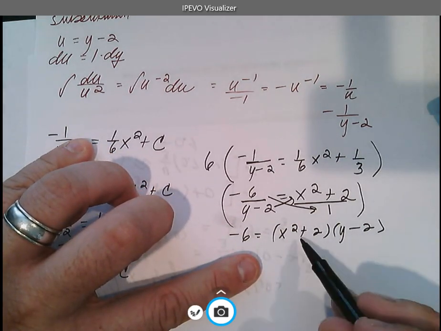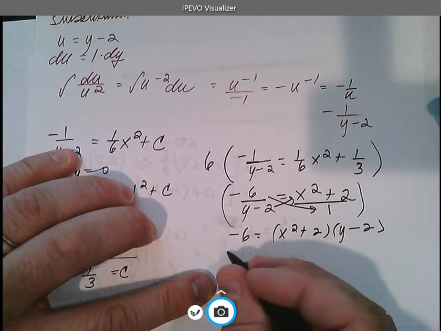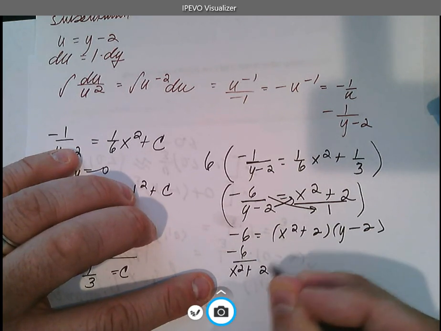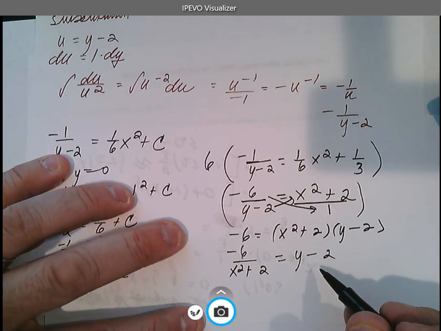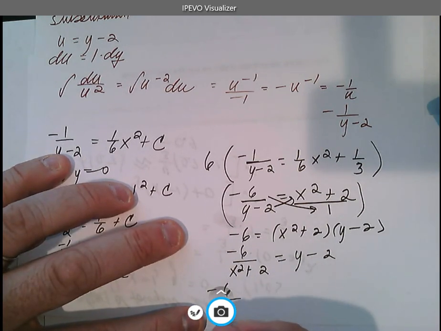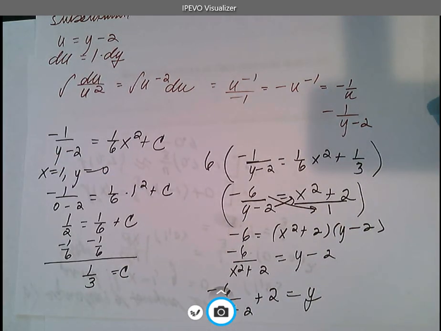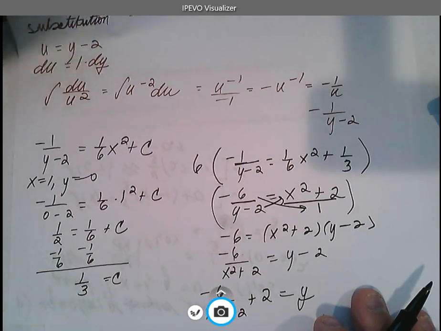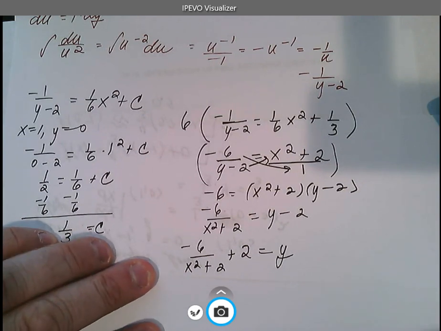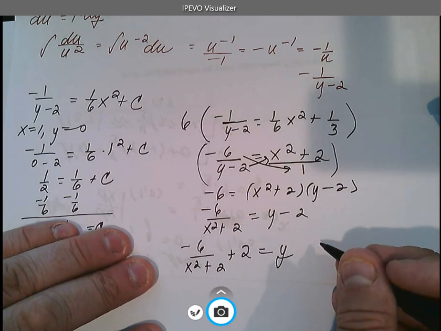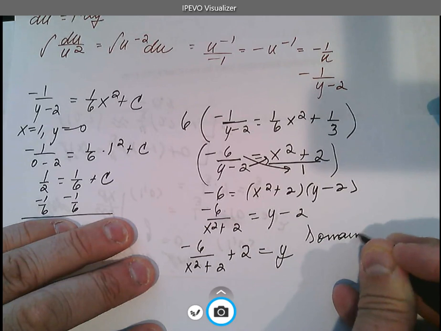I'm not going to multiply this out using the FOIL method because what I want to do is solve it for y. So I'm going to divide both sides by x squared plus 2. And now to get y by itself, all I have to do is add 2 to both sides, and I'm going to get negative 6 over x squared plus 2, plus 2, is equal to y. That's your final answer.